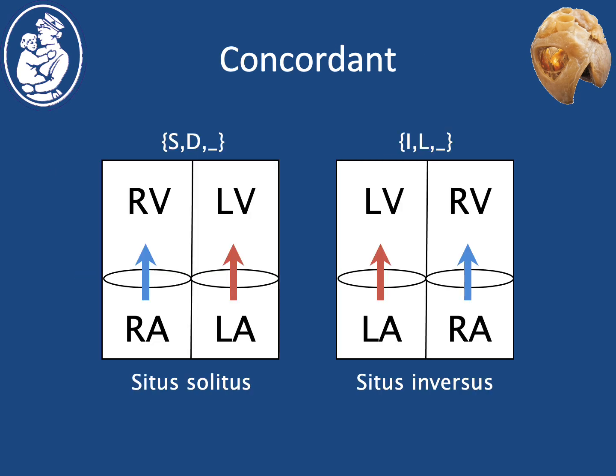These are examples of concordant atrioventricular alignments, in the left panel in situs solitus and in the right panel in situs inversus. In both cases, the right atrium drains into the right ventricle and the left atrium into the left ventricle. On the left, the atria are solitus and they have D-looped ventricles, whereas on the right, the atria are inversus and there are L-looped ventricles.